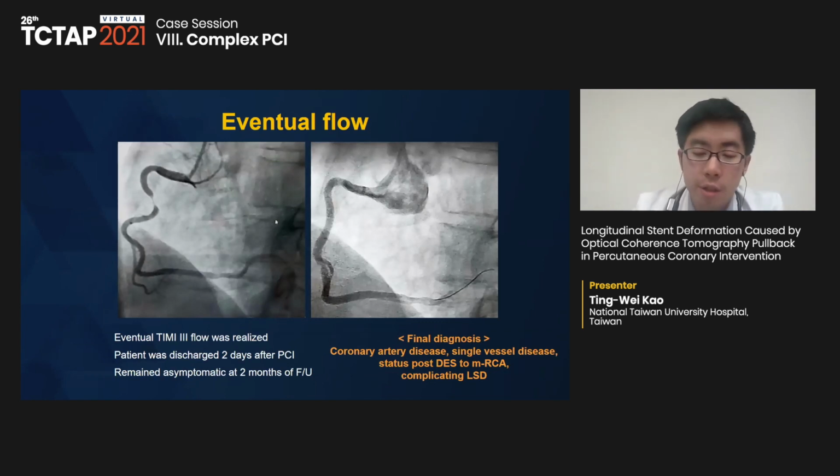The patient was discharged 2 days after this procedure under stable conditions and remained asymptomatic at 2 months of the outpatient follow-up. And the final diagnosis was single vessel CAD status post drug-eluting stent to middle RCA, complicated by LSD.